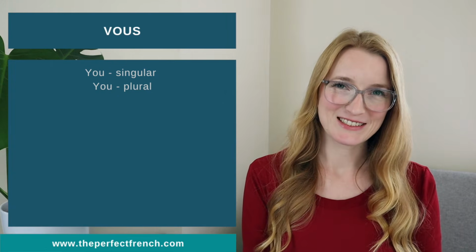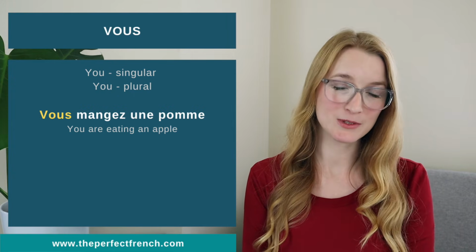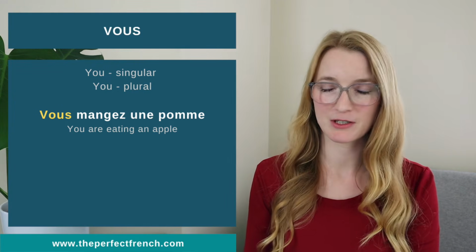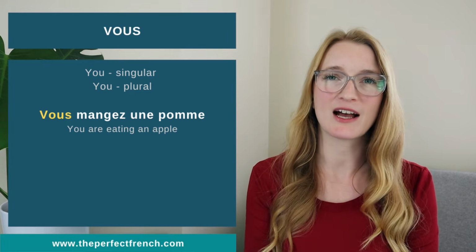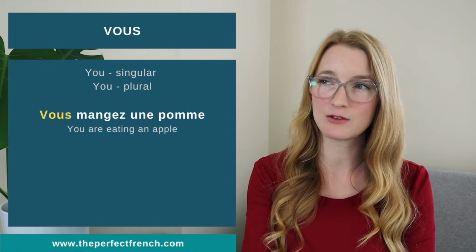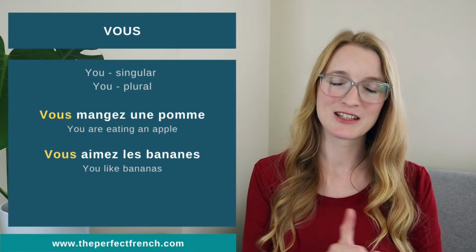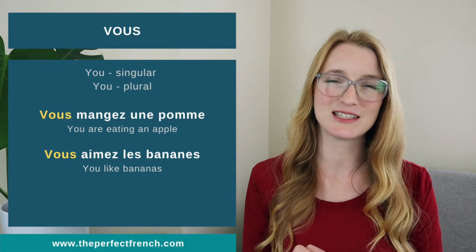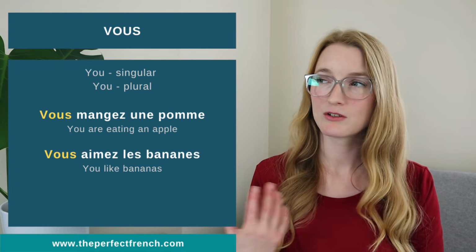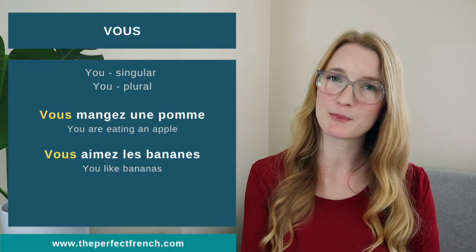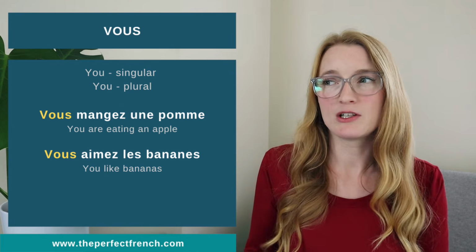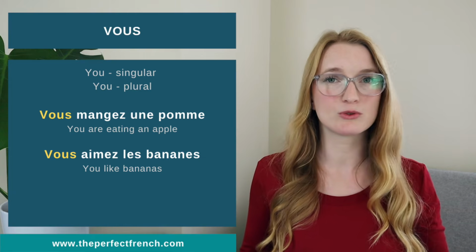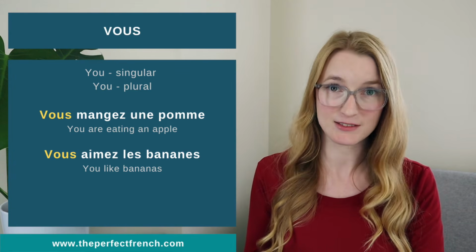So let's see two sentences. Vous mangez une pomme. You're eating an apple. So that could be you as one person, or that could be you as a few people. Second one. Vous aimez les bananes. You like bananas. Same thing. It could be one person or it could be a group of people. With only one sentence we can't really tell because it's more in the context. I don't know who vous is in this case.